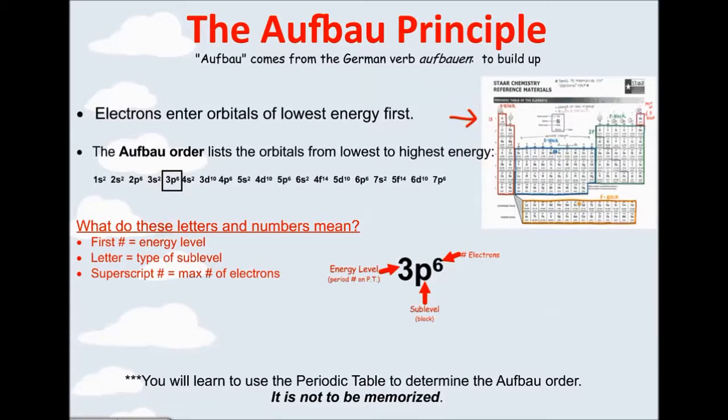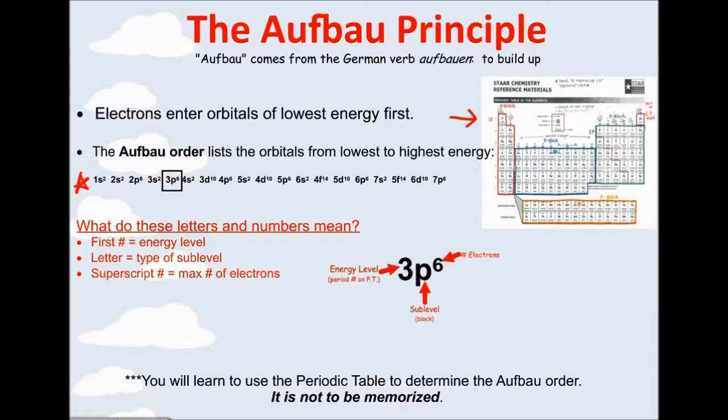So I know this looks like a mess to you right now, but we're going to learn to use our periodic table to get this order. You don't have to memorize that. It's too ugly. So it says, what do these letters and numbers mean? Okay, so when you see 1s2 or 3p6, what does that mean?